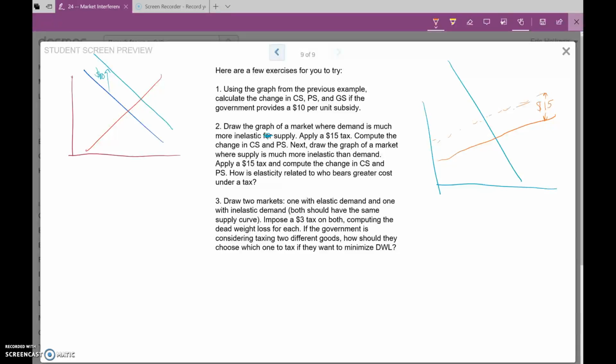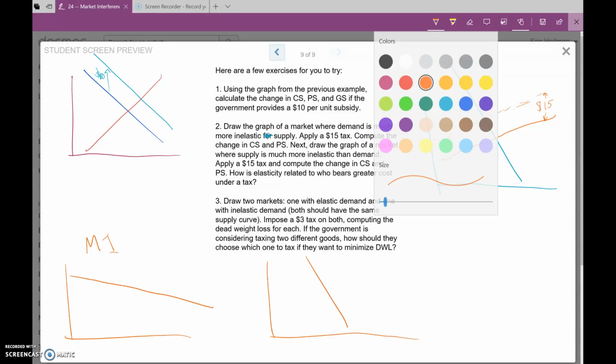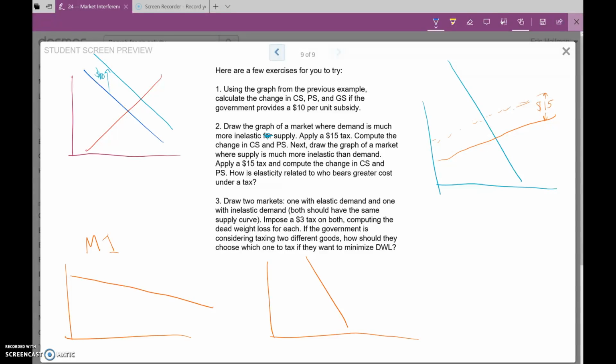And then number 3 is a similar question. You need to draw 2 markets, one with elastic demand and one with inelastic demand. So this might be market 1. And then they're supposed to have the same supply curve. So here's inelastic demand. And then give it the same supply curve in both. Impose a $3 tax on both of them, and compute the deadweight loss for each market. So deadweight loss is something we've gone over several times in the previous examples. If the government is considering taxing one of these 2 markets, which one should they tax if they want to minimize deadweight loss?